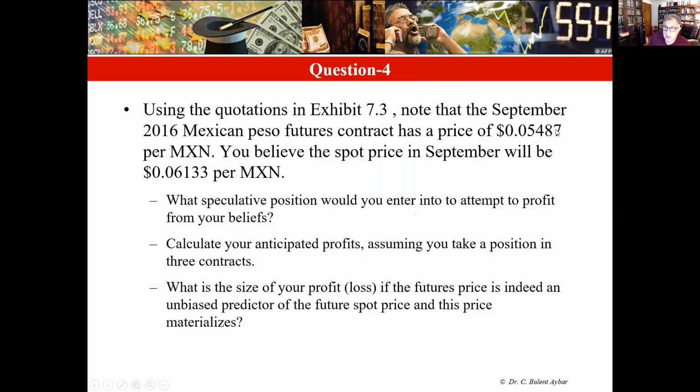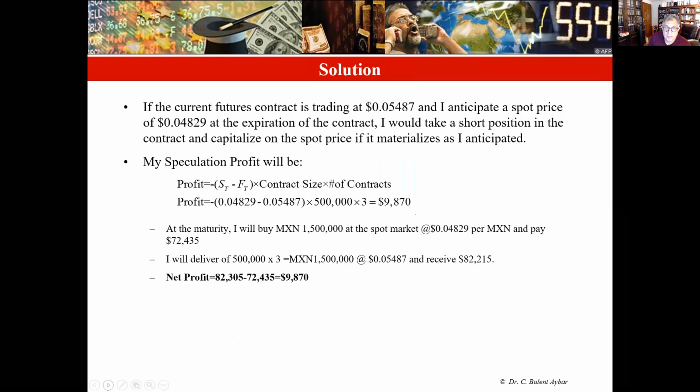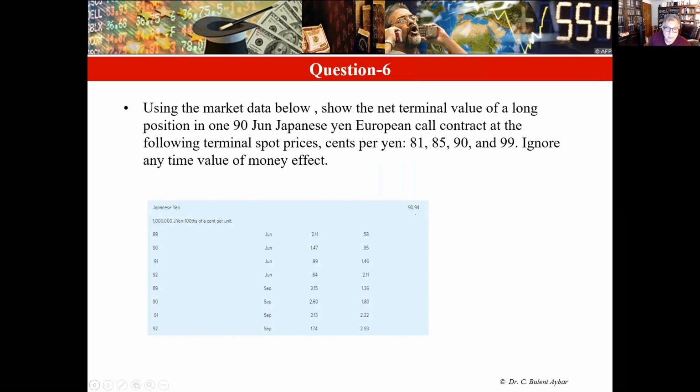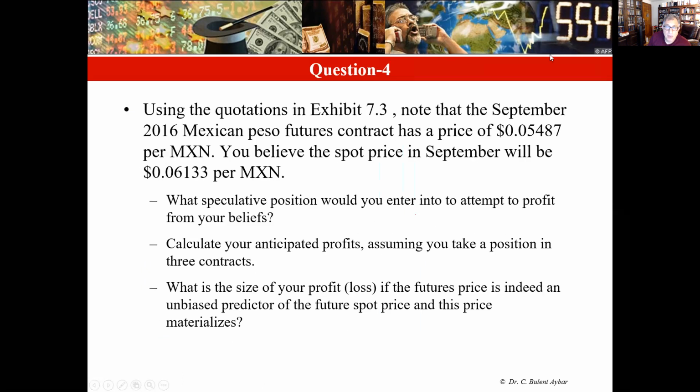It should be 81. I don't know why this is not corrected, but 0.5481. It's interesting. I thought that I corrected these, but that's okay. So we are going to use then the price of 0.5487, and we believe that the spot price in September will be 0.6133 per Mexican peso.